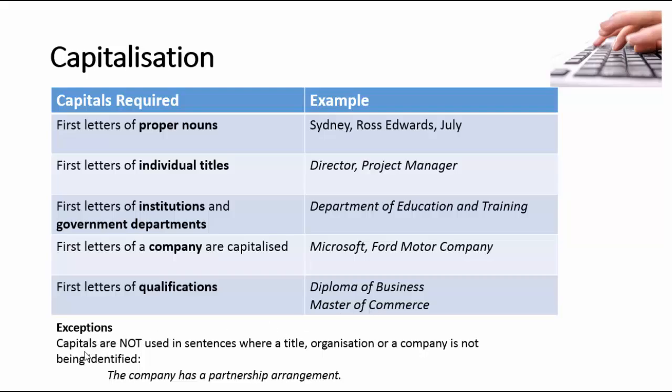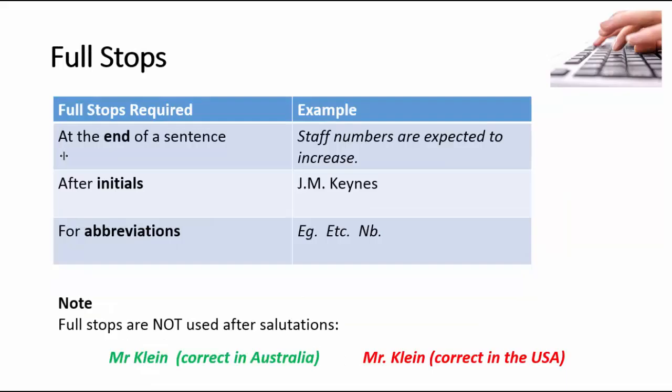There is an exception. Capitals are not used in sentences where a title, organization or a company is not being identified. So if we just say the company has a partnership agreement, we don't say the company with a capital C, but if we say Microsoft company, then we do have the capital M because we're identifying that particular company.